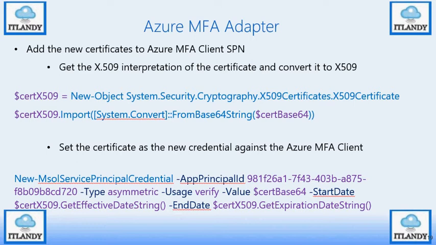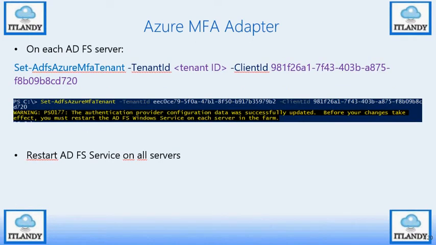In order to enable the ADFS server to communicate with the Azure MFA client, you need to add the credential to the SPN for the Azure multi-factor authentication client. The certificate generated using the new ADFS Azure MFA client cert commandlet will serve as the credential. You can use PowerShell with a new credential to set up the client SPN. On each server, we need to run this command, and then you restart the ADFS server after that. Then the commandlet Set-AdfsAzureMfaTenant with the tenant ID and the client ID.